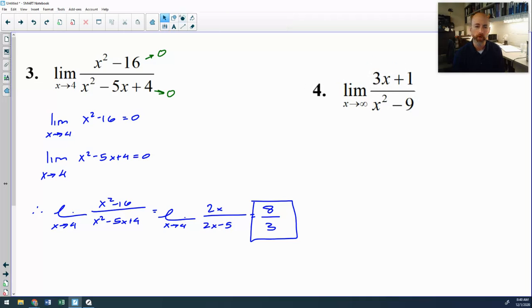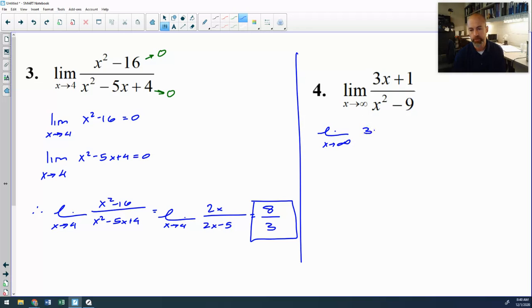So let's do number 4. If x is approaching infinity, let's look at the top and bottom first. Limit as x approaches infinity of my numerator, 3x plus 1. 3 times infinity plus 1 will be infinity. Limit as x goes to infinity of x squared minus 9. Infinity squared is pretty big. Minus 9 is still infinity. So both top and bottom are going to infinity. And that's what I want to check first.